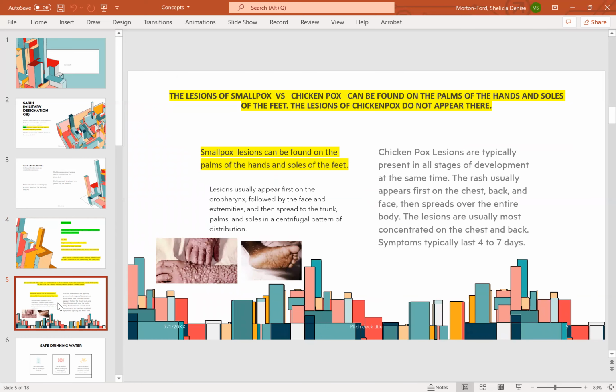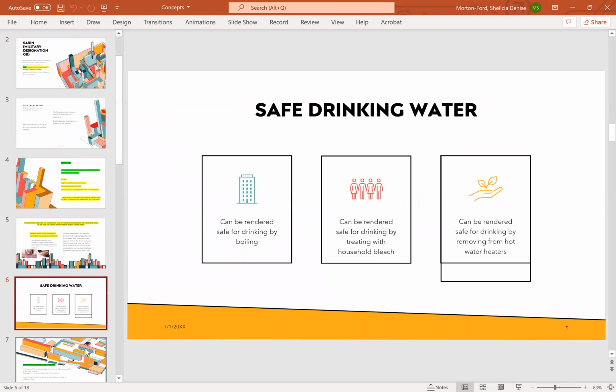So we're comparing the lesions of chickenpox to smallpox. Smallpox lesions can be found on the palms of the hands and the soles of the feet. Typically, chickenpox lesions are found everywhere. They appear on the chest, the back, the face, and they just spread over the entire body. But for the most part, smallpox lesions are found on the palms of the hands and the soles of the feet.